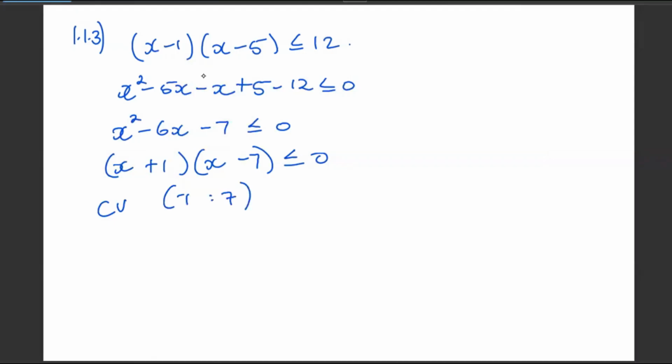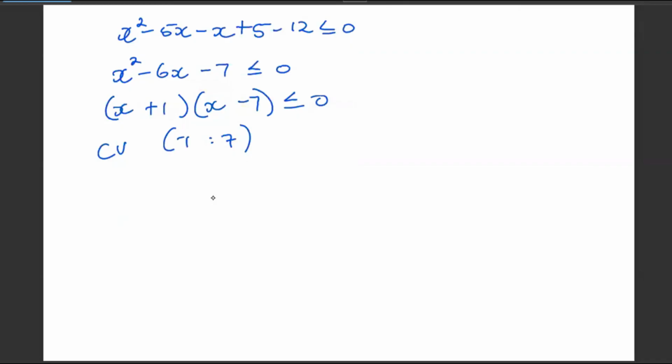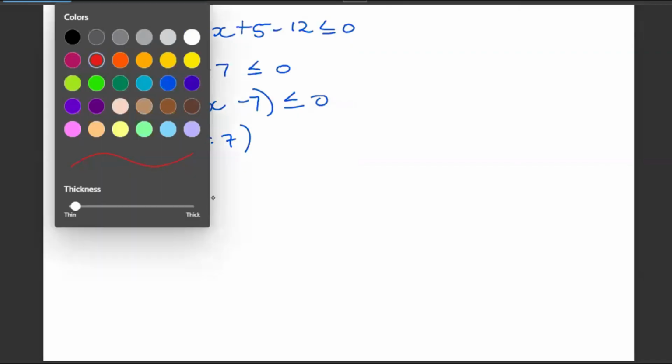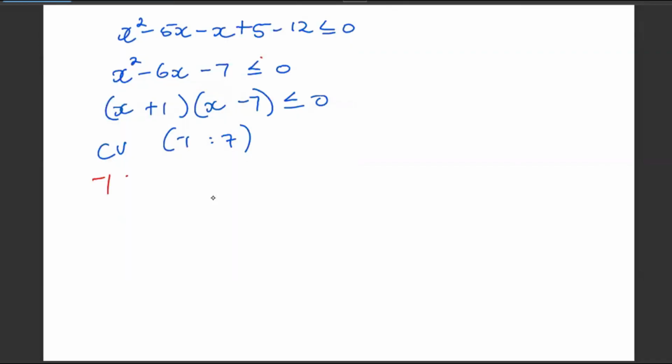So how do we represent this? There are 3 ways to represent the solutions. Negative 1 is less than or equal to x, less than or equal to 7. The other alternative is to draw the parabola. The a is positive, meaning that we can have something like that. This is your negative 1, this is your 7, and this is the area of interest. That is how we would have represented those solutions of ours.